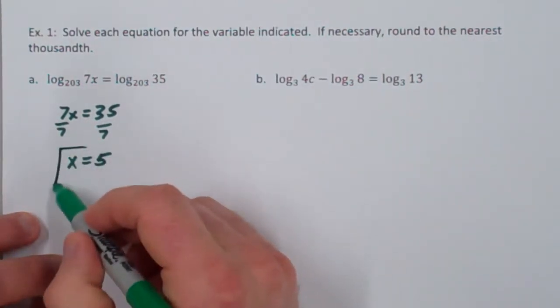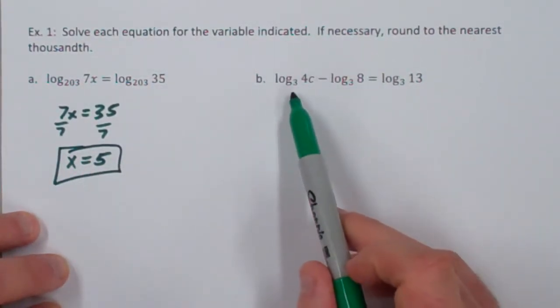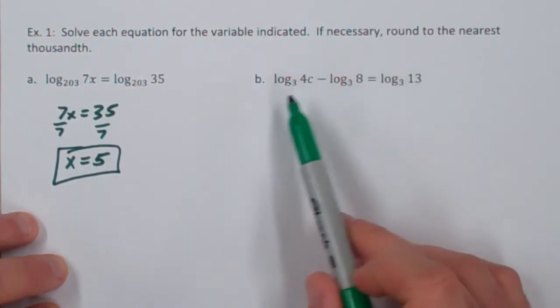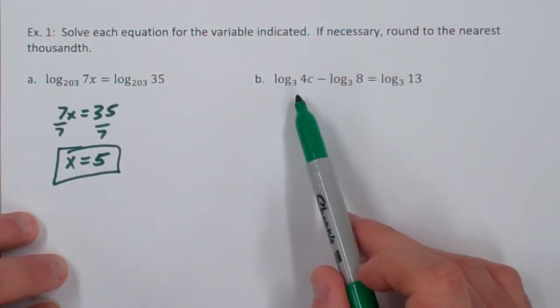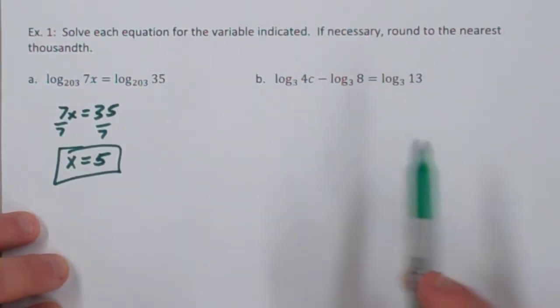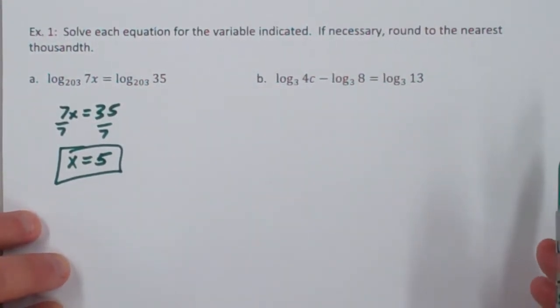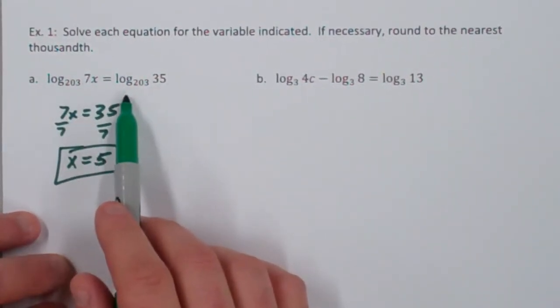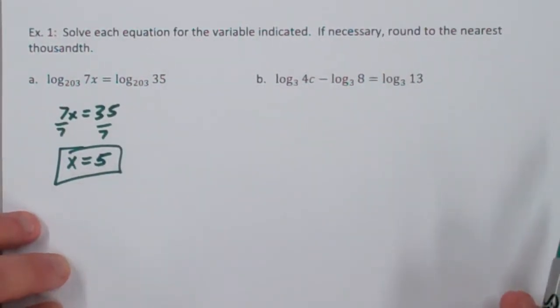On the right hand side, we have 2 logs on the left and 1 log on the right. They're all the same base, which is great, but we can't just right away state that 4c minus 8 would be 13. What we need to do is make it look something like this over here, where you see 1 log on one side and only 1 log on the other side.